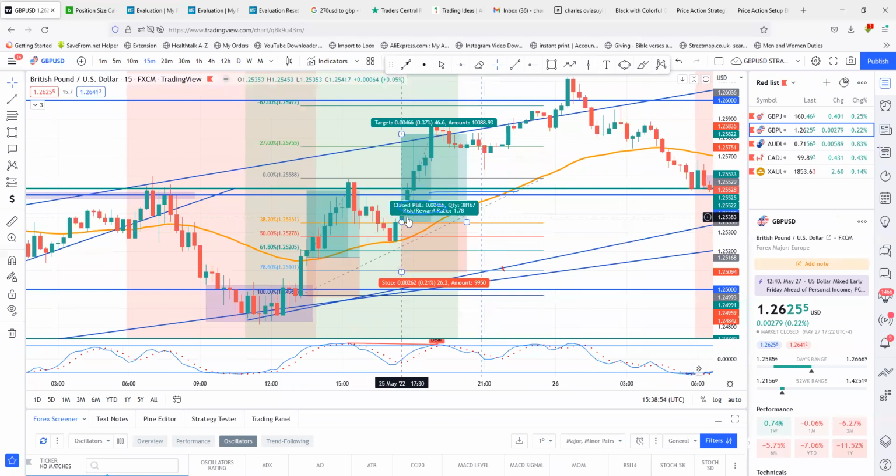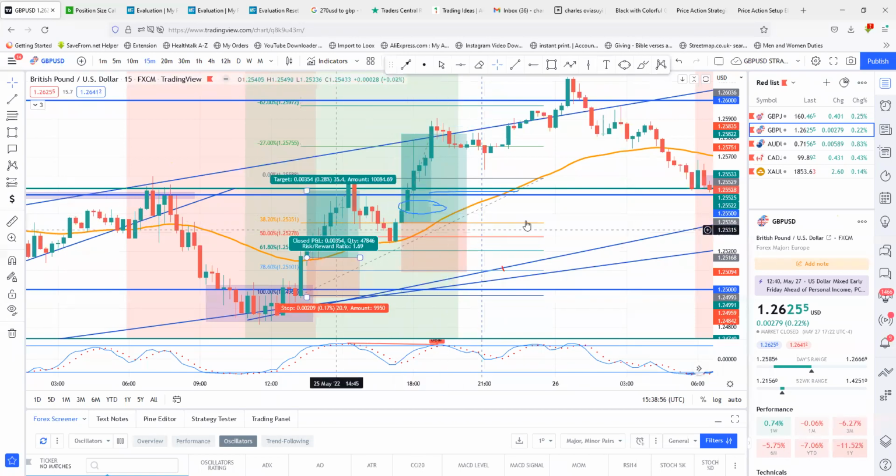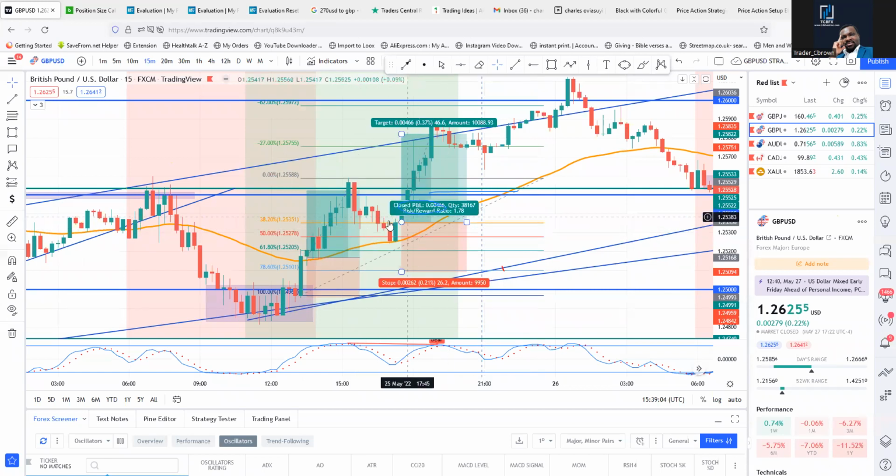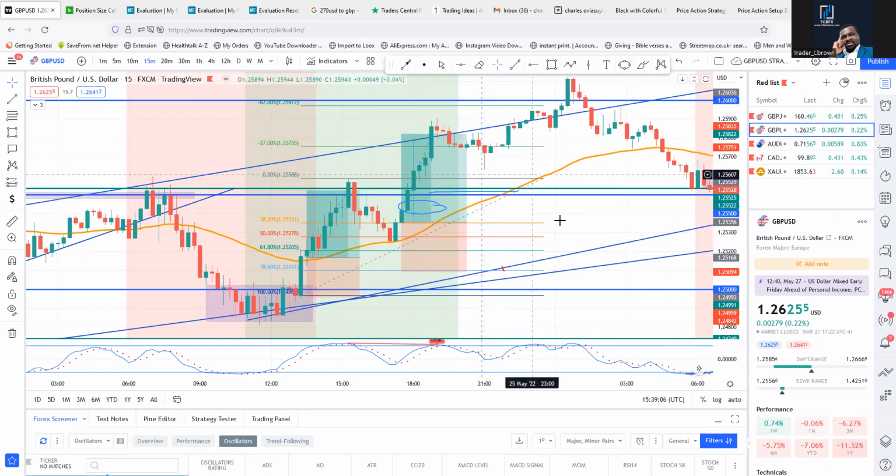And what do you need? You get in. Don't wait. This is not the time to think. You've got to be proactive. Get in now. Enter. You say, how many lot size? It doesn't matter. Just get in.